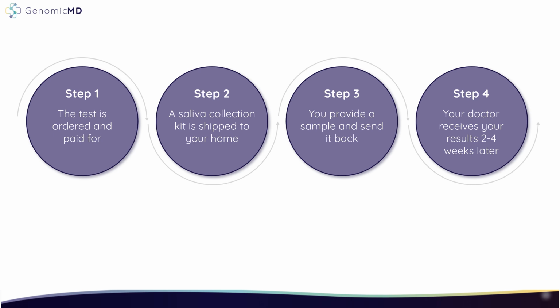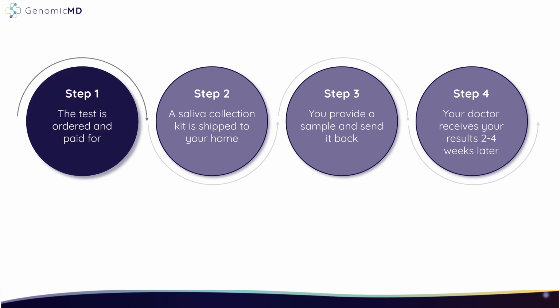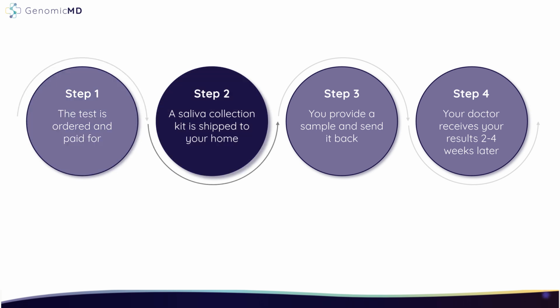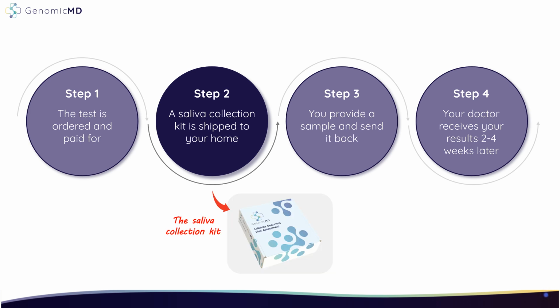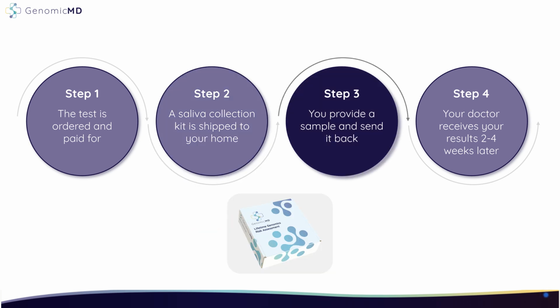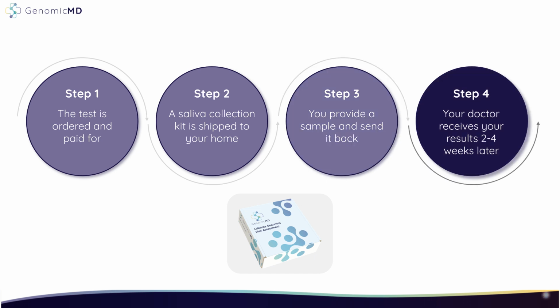So, what does the testing process look like? The process is simple and convenient. First, your doctor will order the test. Once payment has been received, we will ship a saliva collection kit to your home. You can see here what the kit will look like when it arrives at your doorstep. The kit will come with instructions, but all you will need to do is spit into a tube and ship it back to us via a prepaid mailer included in the kit. Once we have received your sample, your provider can expect to receive your report about 2 to 4 weeks later, after which they will share and review the results with you.